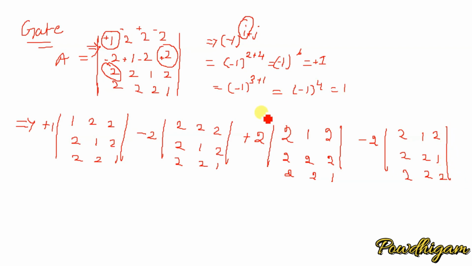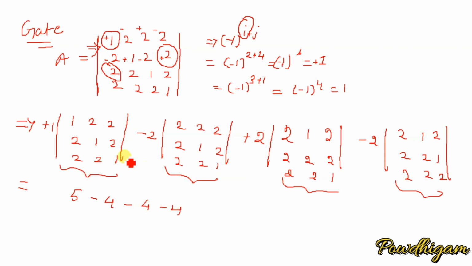Now these are 3 cross 3 matrices. Finding the determinant of a 3 cross 3 matrix is very simple, and I explained how to find it in the last lectures. Similarly, you have to find the determinant for each of these matrices. If you solve each individual one, you will finally get 5 minus 12, which equals minus 7. So this is the standard method.